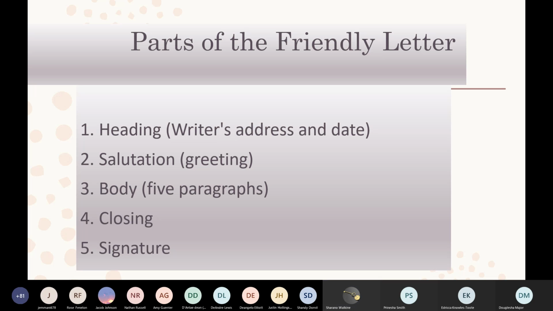And now the body, we said, has about five paragraphs, but three to five is fine. The letter shouldn't be terribly long. Not saying letters cannot be long, but for examination purposes, I would say limited to three to five paragraphs, and chances are that would be sufficient. And then you have your closing and your signature.